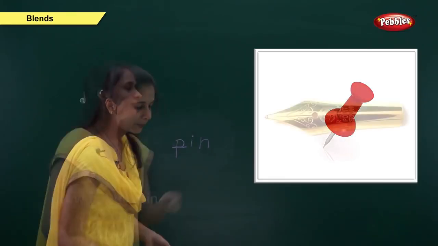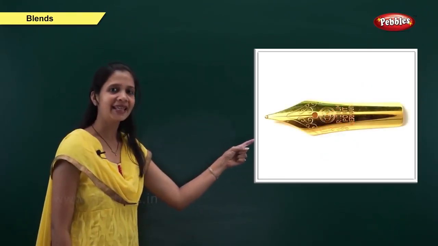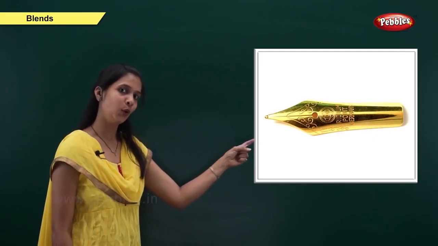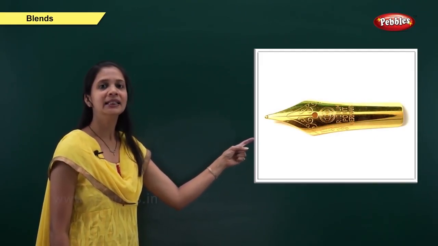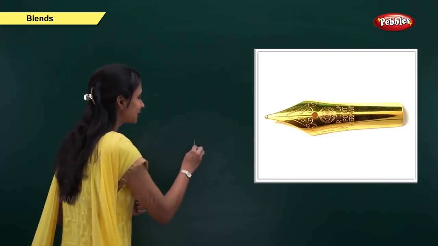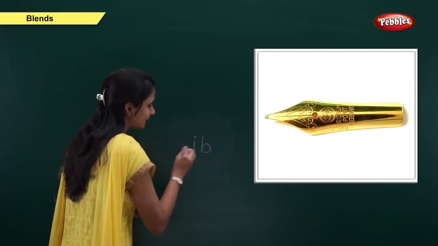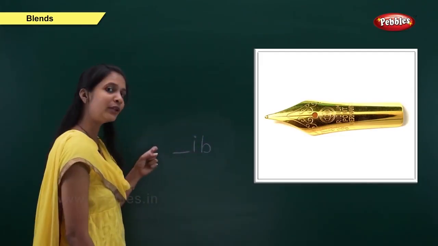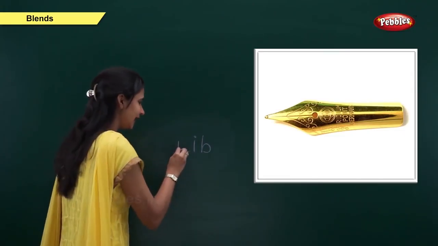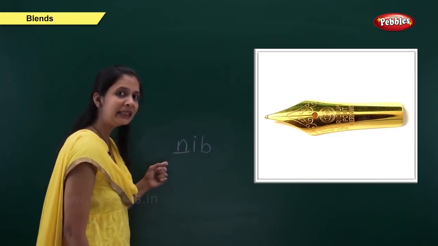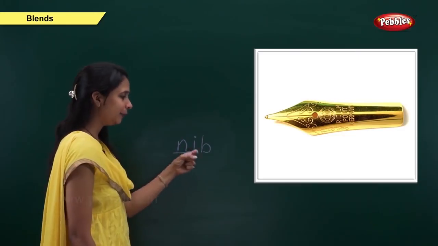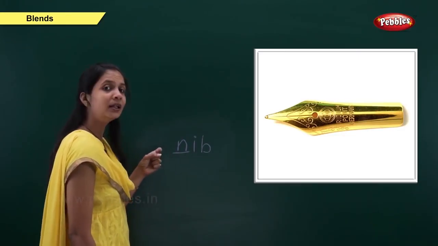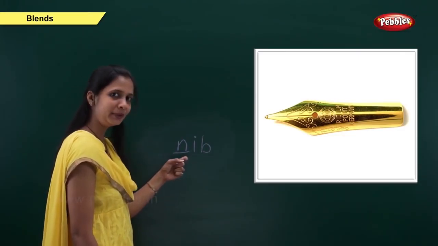Now next one. What is it? Yes, it is nib. So what is the first sound of it? Which letter? N. Yes. N says N. So N-I-B. Nib. Okay.